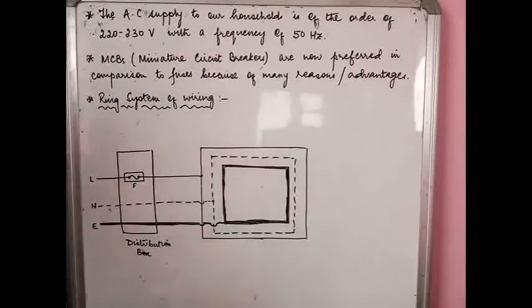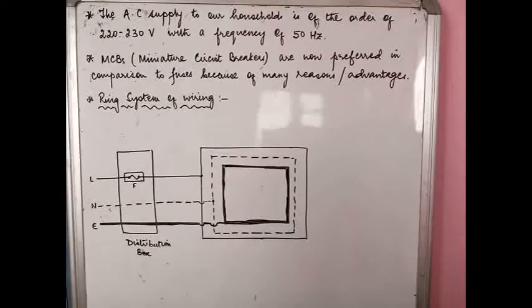Okay, the other fact that we have is the AC supply to our households is of the order of 220 to 230 volts, and it has a frequency of 50 hertz. So for this we need to understand the main difference between a DC supply and an AC supply. DC supply, as you have already seen in the labs, is generally of much lower magnitude in comparison to the AC supply. In our houses we have different appliances.